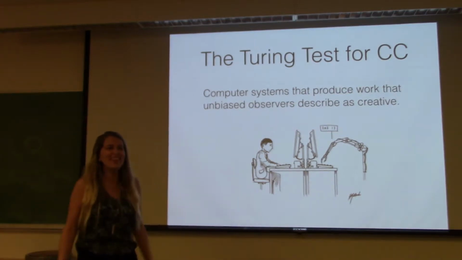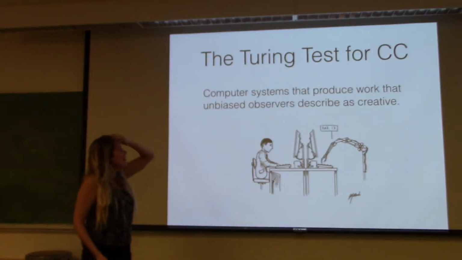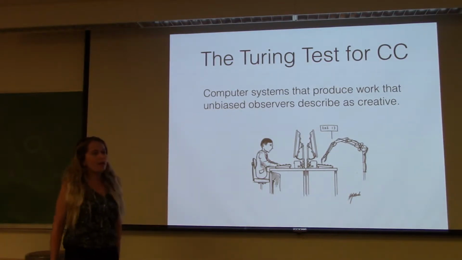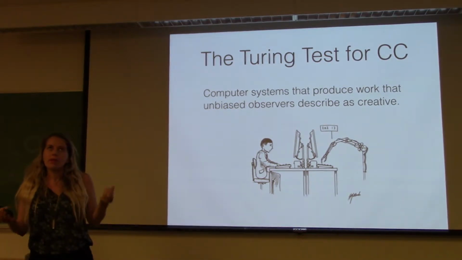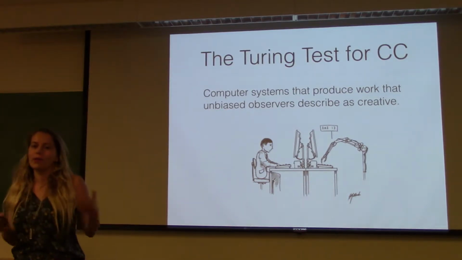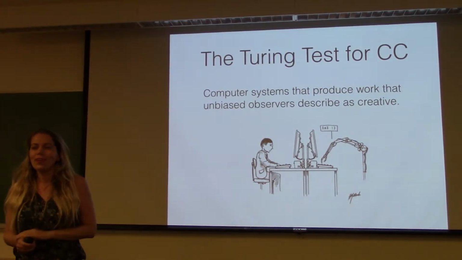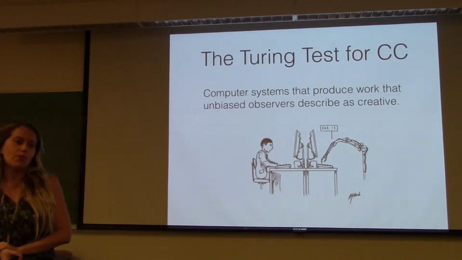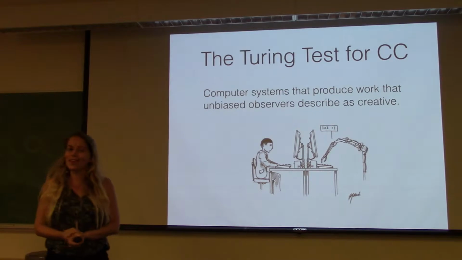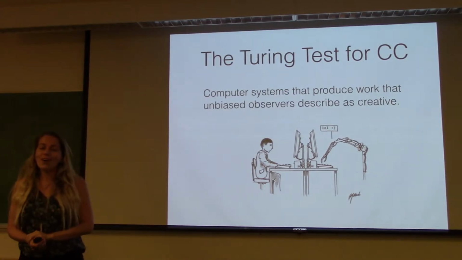So the idea with the Turing test for computational creativity is that the Turing test succeeds if you can't tell whether a human made it or a computer made it. Okay? So I'm going to show you some artwork now. And you're going to tell me if you think it's human-made or computer-made.